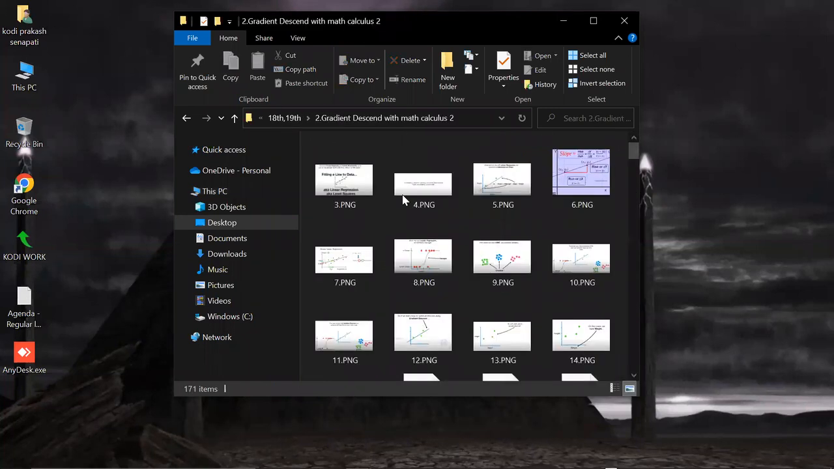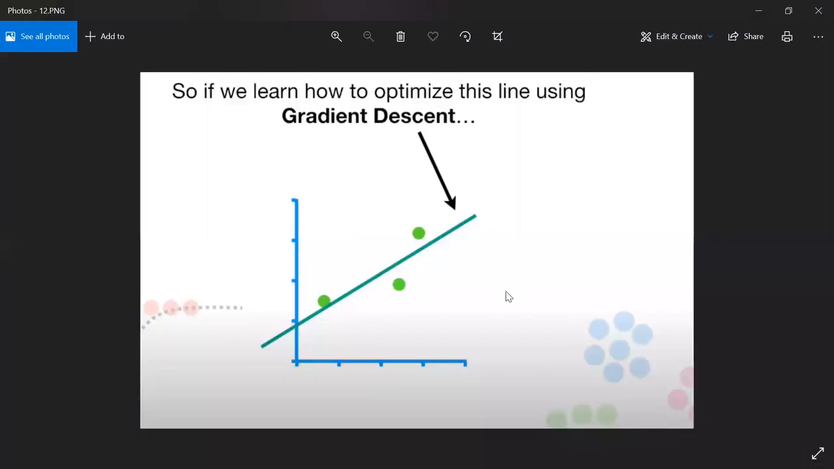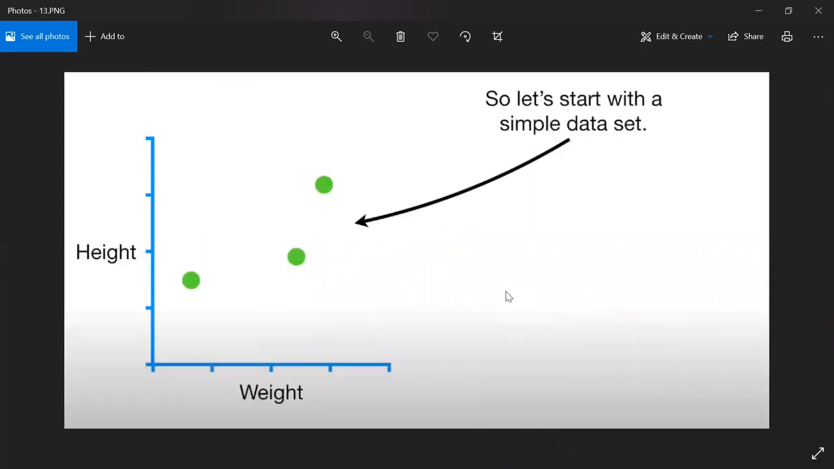All right, so let's understand the math behind this gradient descent. Listen very carefully. Any questions, just ask me. The x-axis is the weight of a person. The y-axis is the height of the person. So these are called actual data points. Actual or predicted? Actual data points.